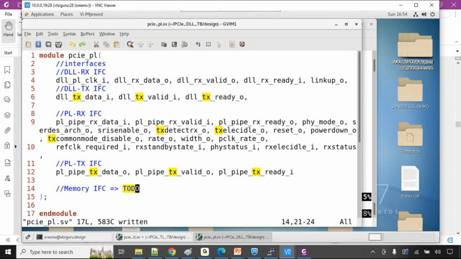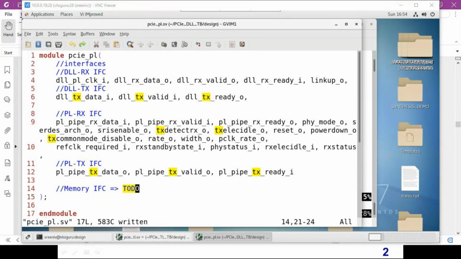So, any questions till this point? Have you understood what we have done so far? Yes, sir.